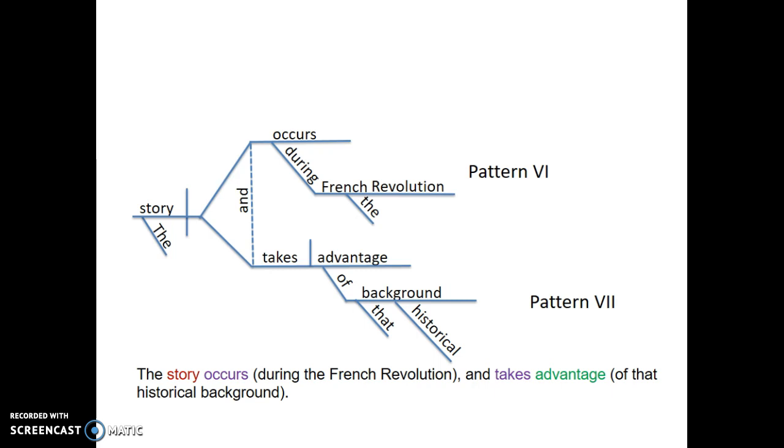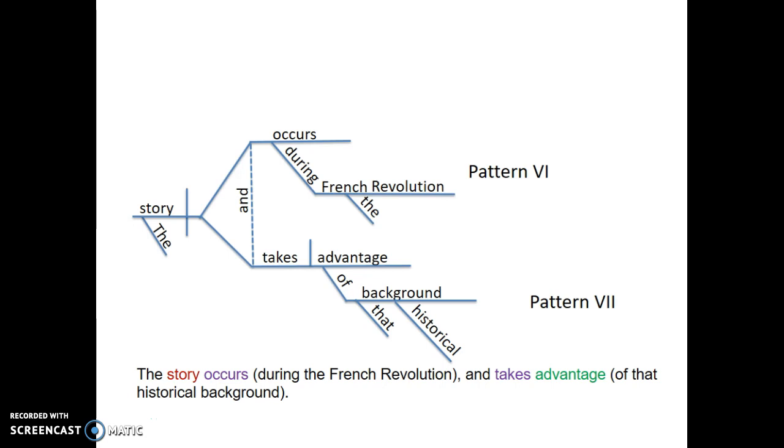So we've got the during the French Revolution is a prepositional phrase that's obviously answering the question when, so that goes below that verb. And then we drop down to diagram the rest of the sentence. Takes is our action verb. Takes what? Advantage is the direct object, and then we have our prepositional phrase telling us what kind of advantage we're taking, so that goes underneath the noun that it's modifying. Preposition on the slant, noun on the horizontal, and the two modifiers for background underneath.